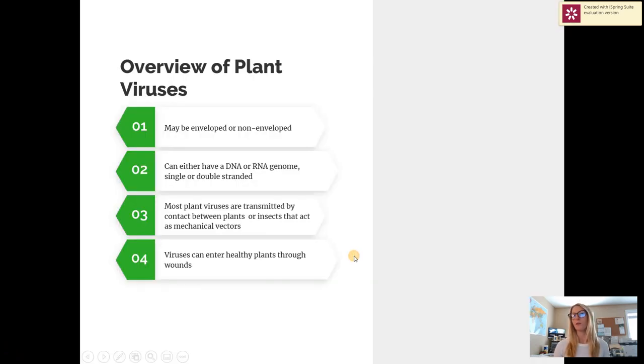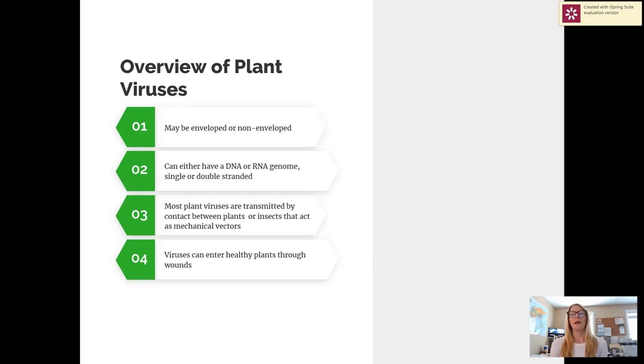So, overview of plant viruses. Plant viruses are more similar to animal viruses than they are to bacteriophages. The plant viruses may be enveloped or non-enveloped. And like many animal viruses, plant viruses can either have a DNA or RNA genome and be single-stranded or double-stranded. However, most plant viruses do not have a DNA genome. The majority have an ssRNA genome, which acts more like a messenger RNA.